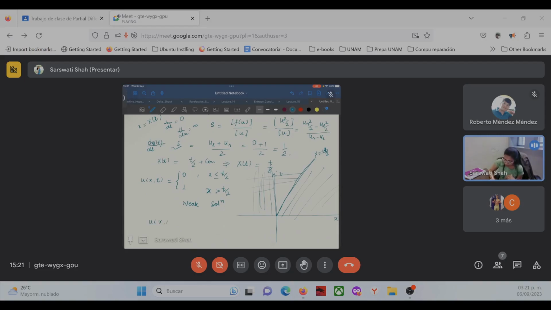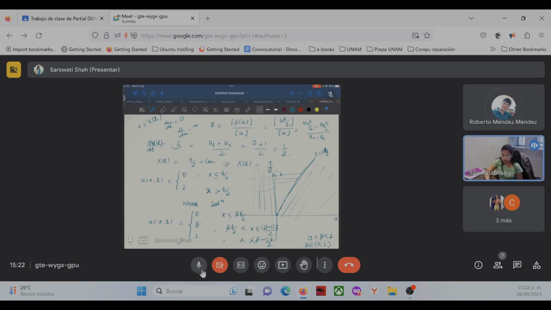Now I am saying that a solution given by this form: 0, beta, 1, for x less than or equal to beta t/2, beta t/2 less than x less than or equal to (1+beta) t/2, and so on. If beta is a positive number lying between 0 and 1, but not 0 or 1, is this solution continuous? Is it continuous? No.